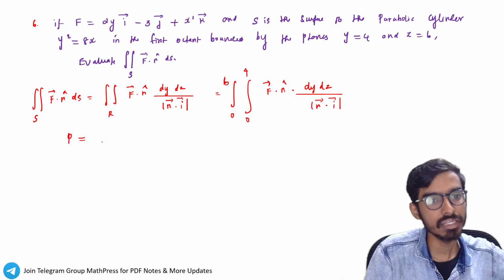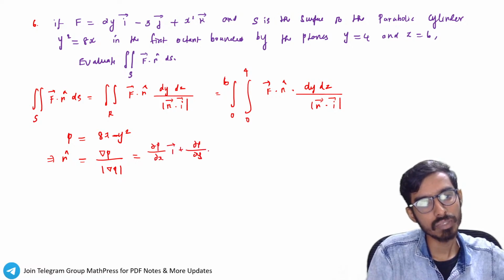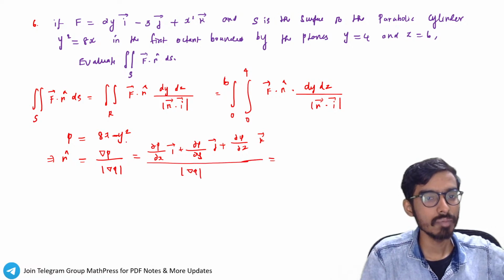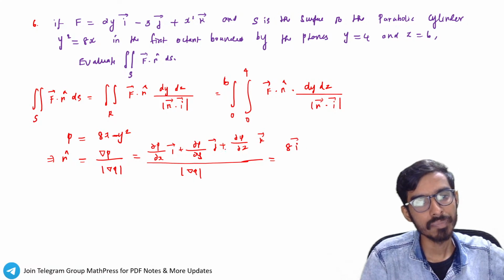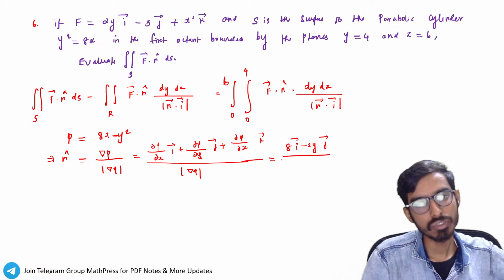What is the surface? It is 8x minus y square, or y square minus 8x. So what is n cap? n cap is del phi divided by modulus of del phi. Del phi will be dou phi by dou x i vector, dou phi by dou y j vector, dou phi by dou z k vector, divided by modulus of del phi. So dou phi by dou x is 8i vector, dou phi by dou y will be minus 2y j vector, divided by modulus of del phi.